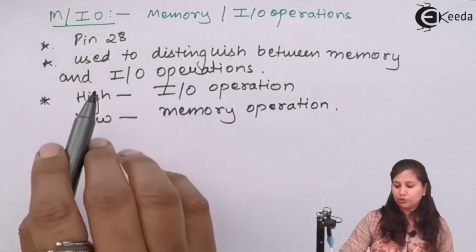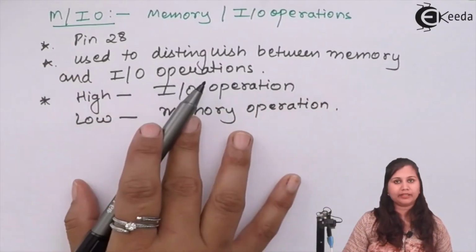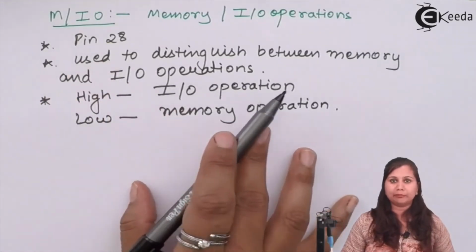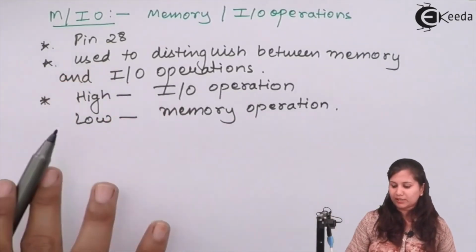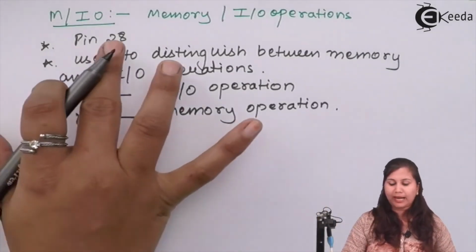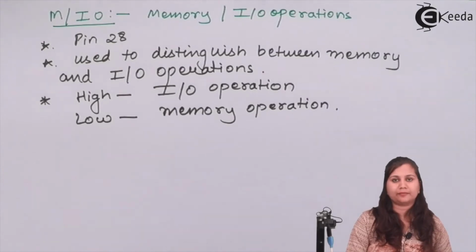So this signal is used to distinguish between the memory and the input output operations. When this signal is high, it means that it is an input output operation, and when it is low, it means that it is a memory operation, and it is available at pin number 28.